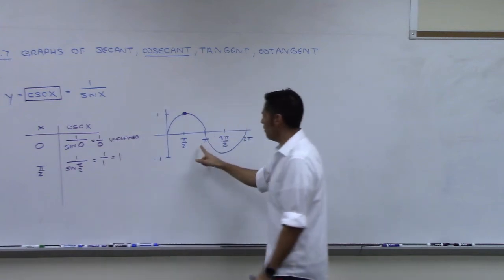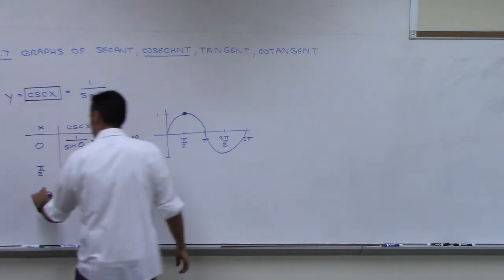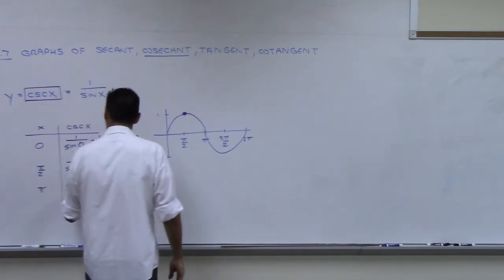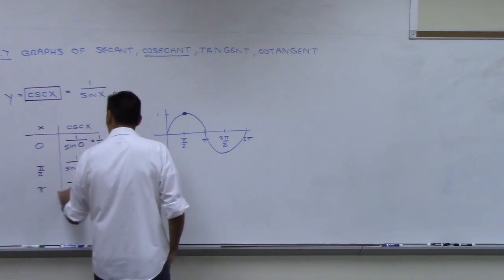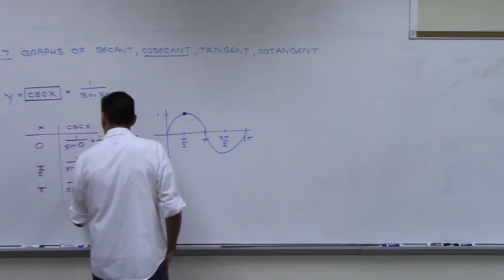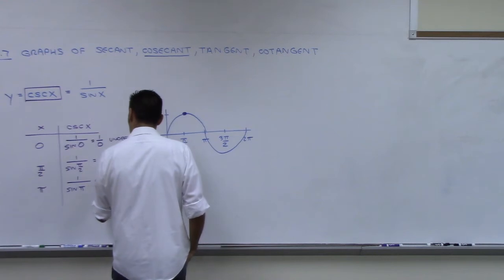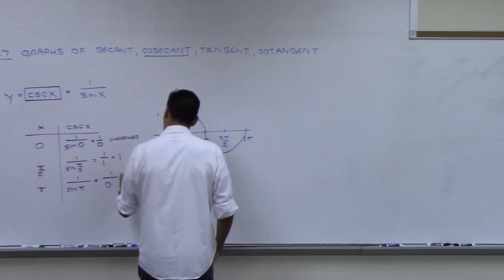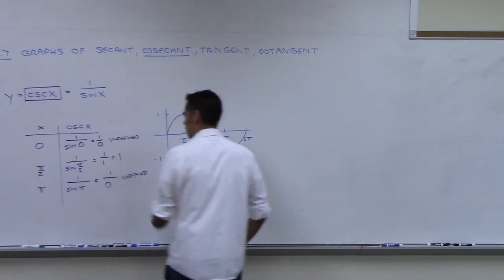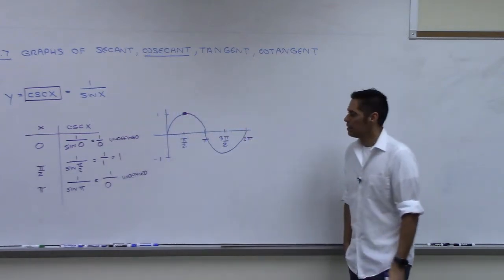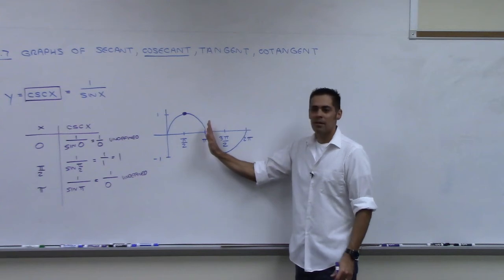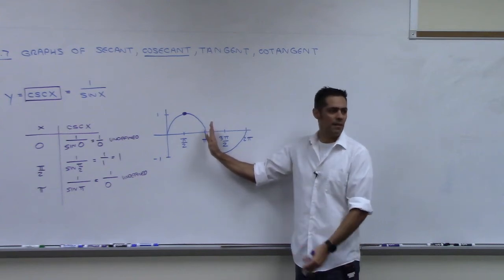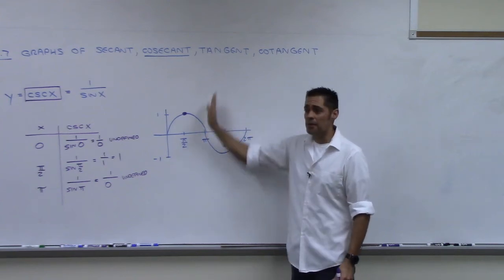All right, let's try and move on to pi. What happens at pi? Well, 1 over sine of pi. Sine of pi is what? 0 again. We're undefined. Crap, we've got some serious issues here. At pi, our cosecant function is undefined, which means we don't have any graph at pi.